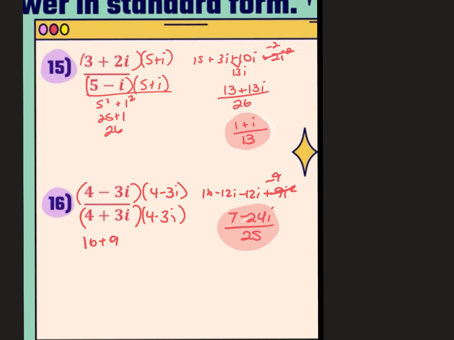Those are all divisible by 13, so it should be 1 plus i over 13. You don't have to split it into 2. You can, but you don't have to split it into 2 as long as it's simplified.